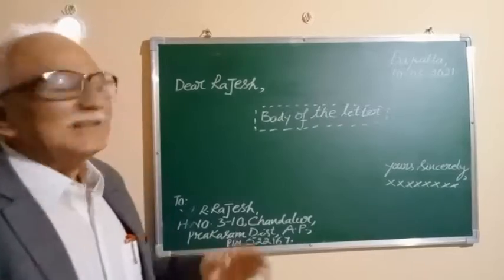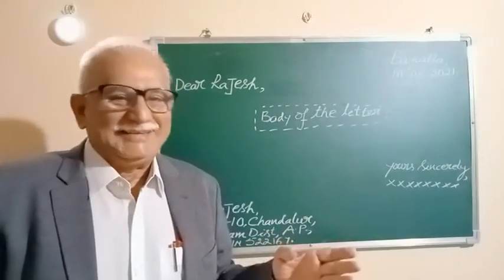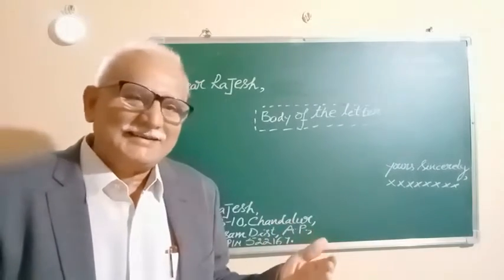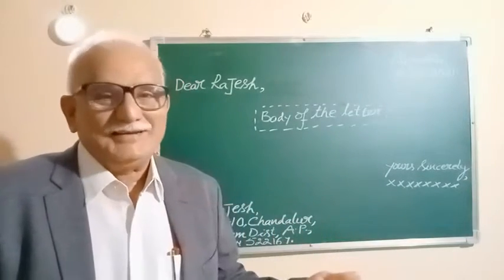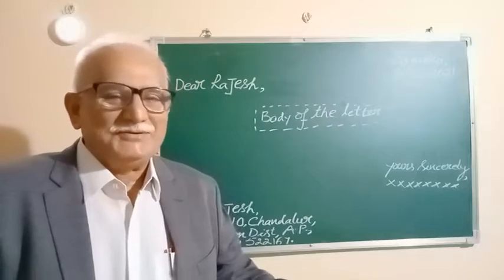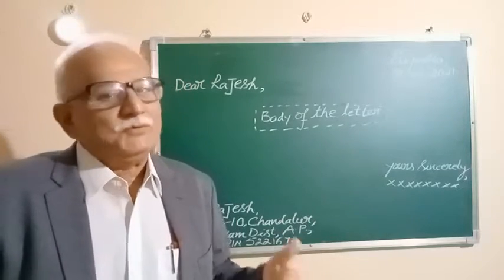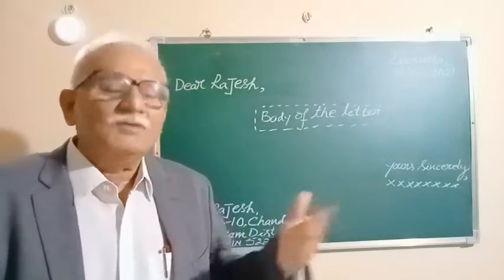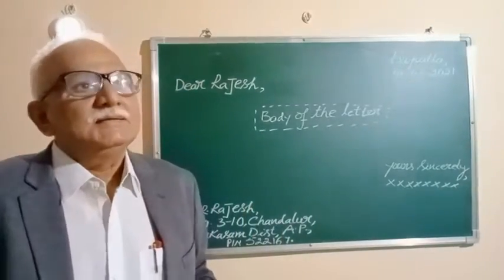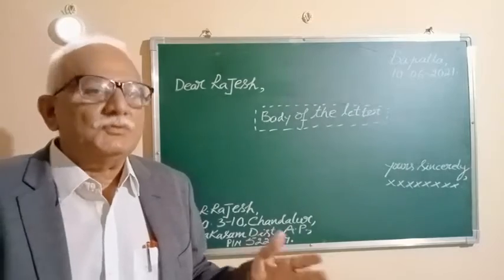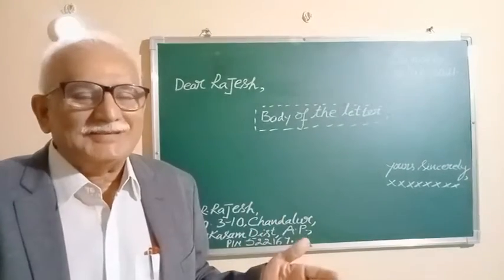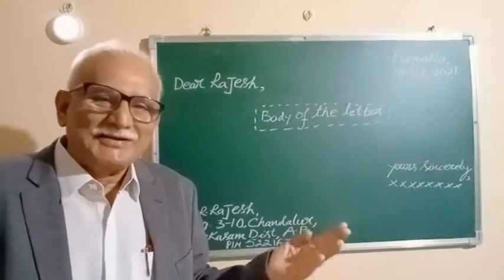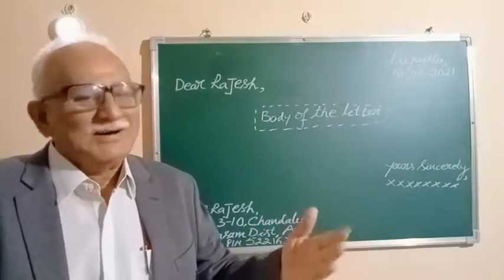Now, there are 3 types of letters: personal letters, business letters, and official letters. Personal letters we write to our parents, our very close relatives, our friends. Business letters we write to sell a product or to purchase a product or for any other business purposes. The third one is official letters. Usually students write letters officially to get into a job, or when you have already joined a job, you write a letter for leave or something like that.